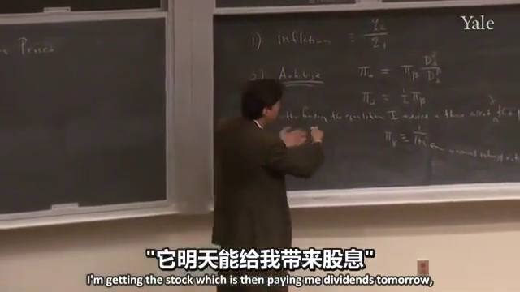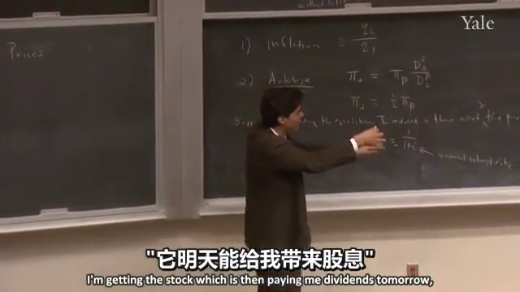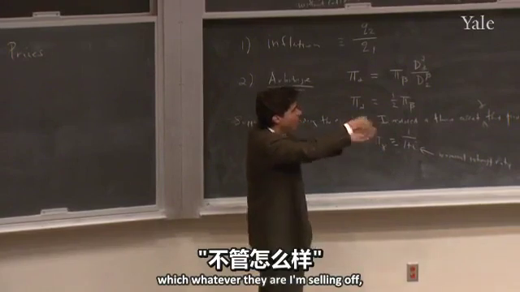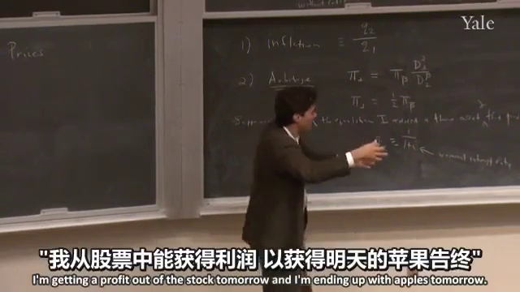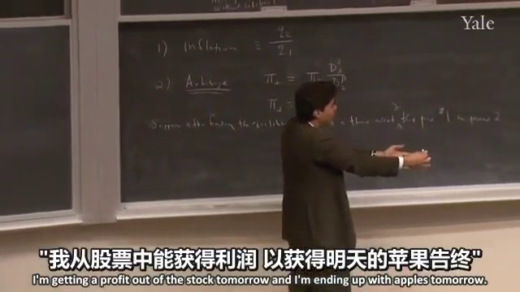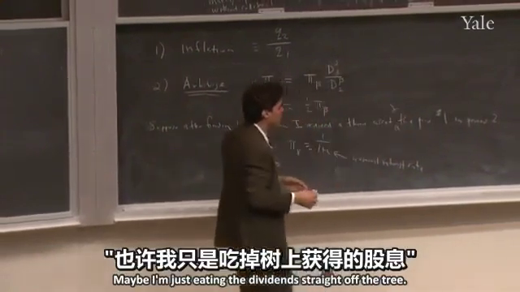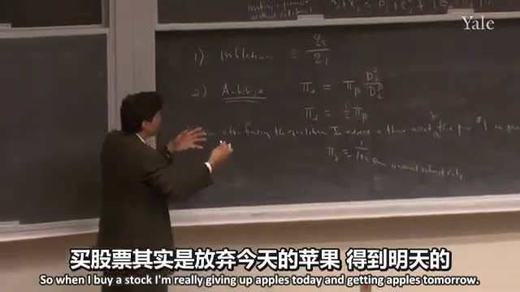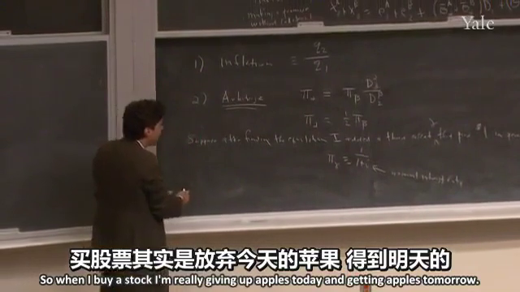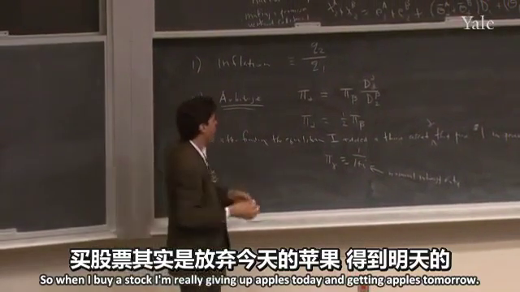I'm getting the stock, which is then paying me dividends tomorrow, which whatever they are, I'm selling off, I'm getting a profit out of the stock tomorrow, and then I'm ending up with apples tomorrow. Maybe I'm just eating the dividends straight off the tree. So when I buy a stock, I'm really giving up apples today and getting apples tomorrow.